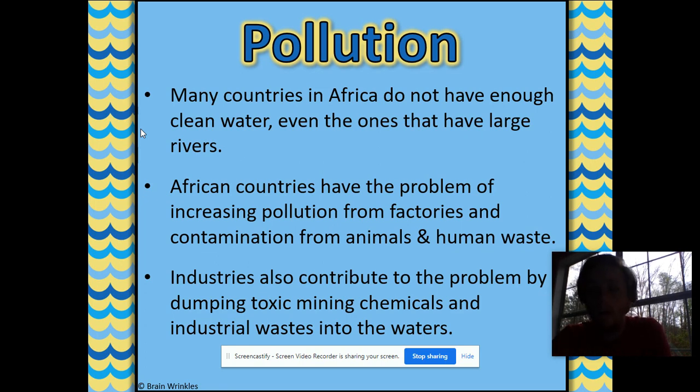That is a big reason why the water is the color that it is that we've just shown in the pictures, because of the pollution from the factories. They just dump all their chemicals and all their waste into the river, as well as animals and humans. Again, if you don't have running water or plumbing in your home, where are you going to go to the bathroom? In the river, just like we talked about in India and the Ganges River. Same kind of deal in Africa.